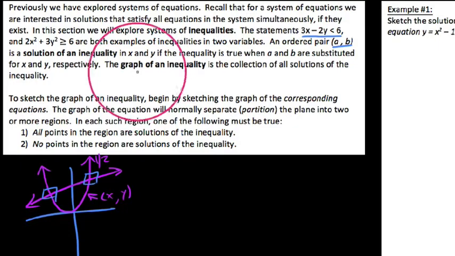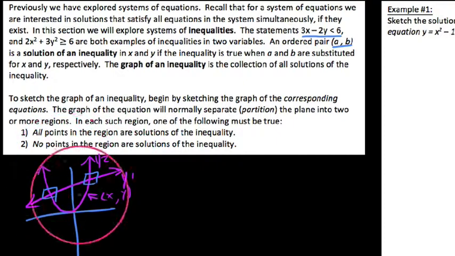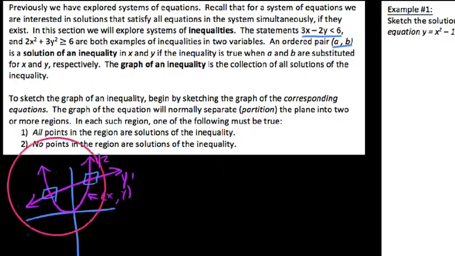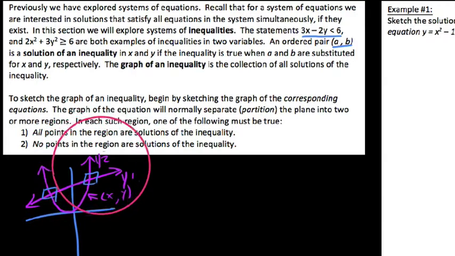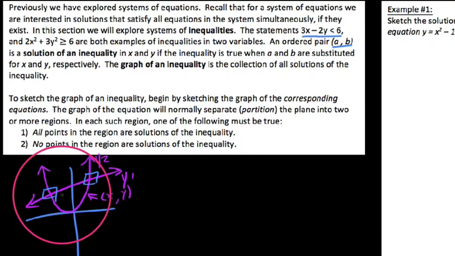Recall from algebra that when we graph inequalities, it's the same kind of process that we use when we graph equations. We're going to graph parabolas and lines the same way, but afterwards we want to test for solution pairs. The graph of an inequality is the collection of all solutions of the inequality. To do this, you begin by sketching the graph of the corresponding equation. The graph of the equation will normally separate or partition the plane into two or more regions. So all the solutions have to lie on one side or the other of the graph, if you are talking about an inequality.